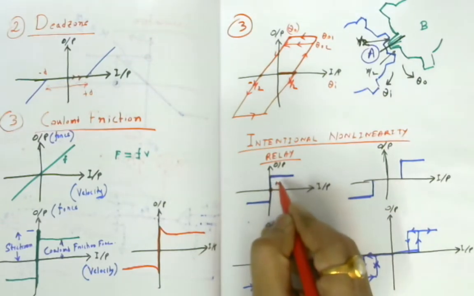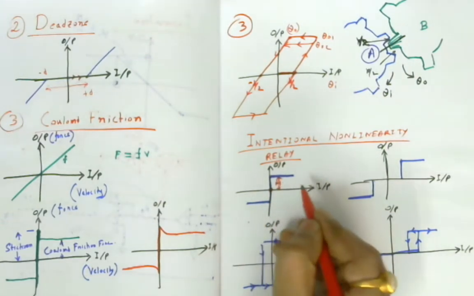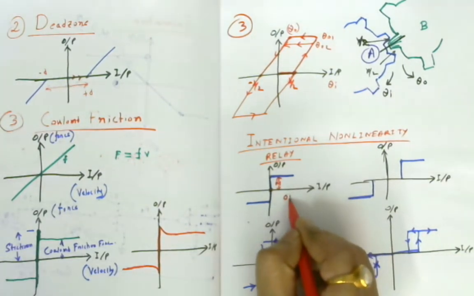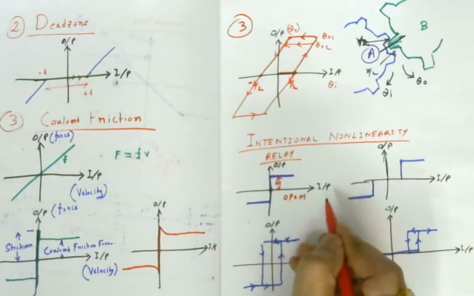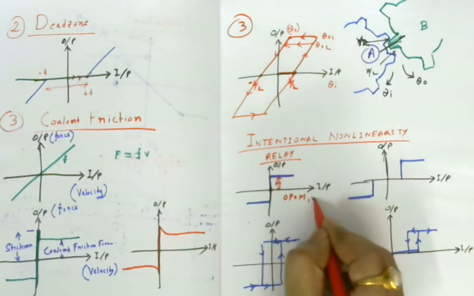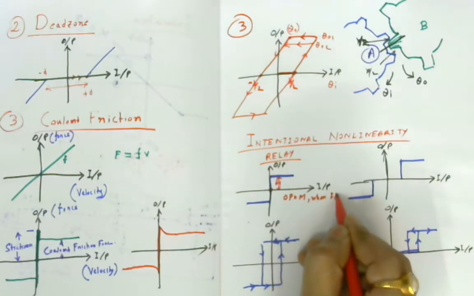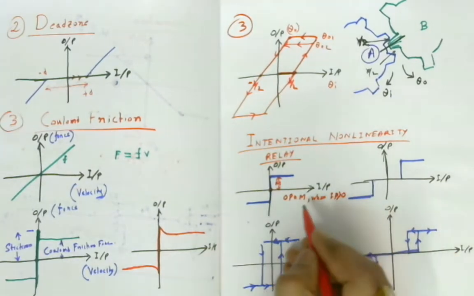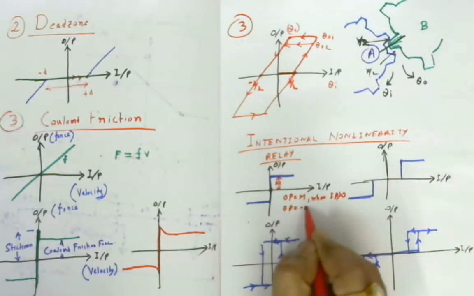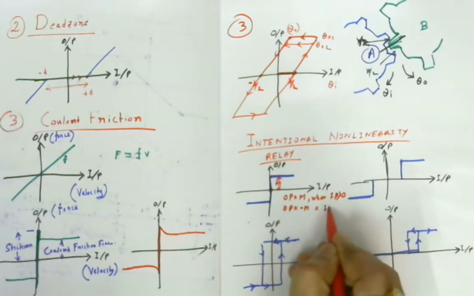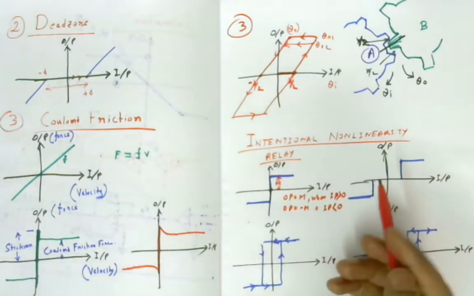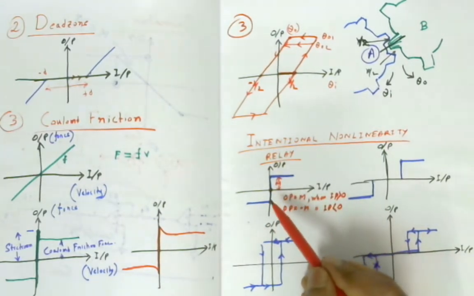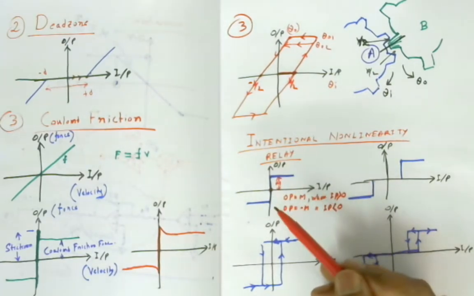Now when the output is on, say the magnitude on the y-axis is m. I can say that output equals m when input is greater than 0, and also output equals minus m when input is less than 0. So this is a mathematical representation of the on-off type of nonlinearity, and this kind of characteristics you can expect in the relay.